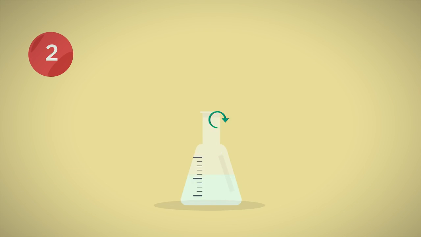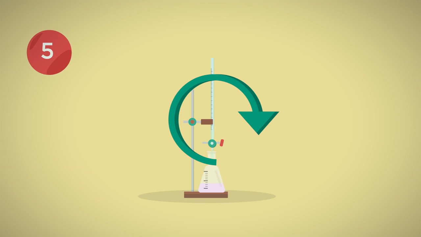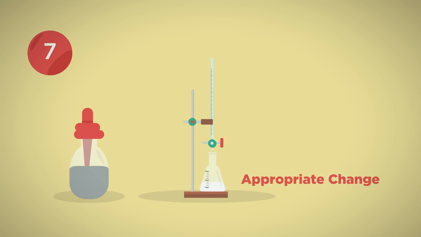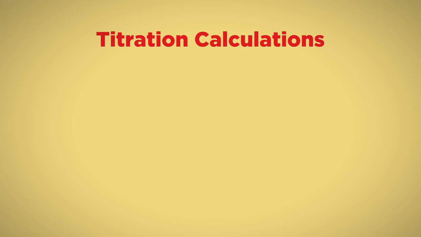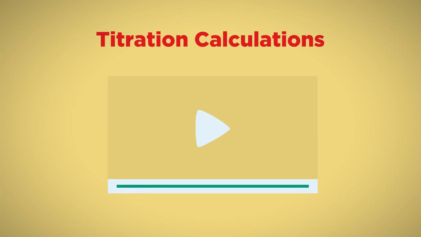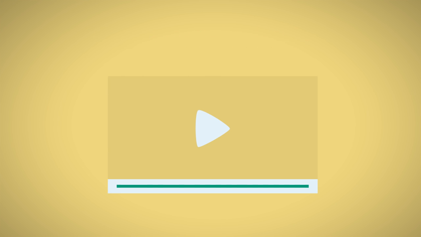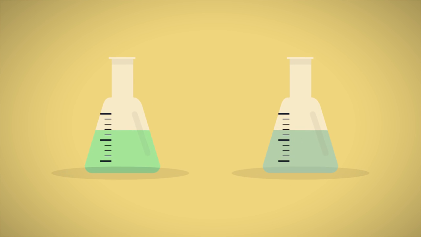So we have carried out the titration a few times and have a consistent titre value. What do we do next? Titration calculations. Now that you know how to carry out titrations, watch the second part of this video to see how to do a titration calculation to work out the actual concentration of the unknown solution. All you really need to remember is that titrations are used to work out the concentration of an unknown solution when you know the concentration of another solution.